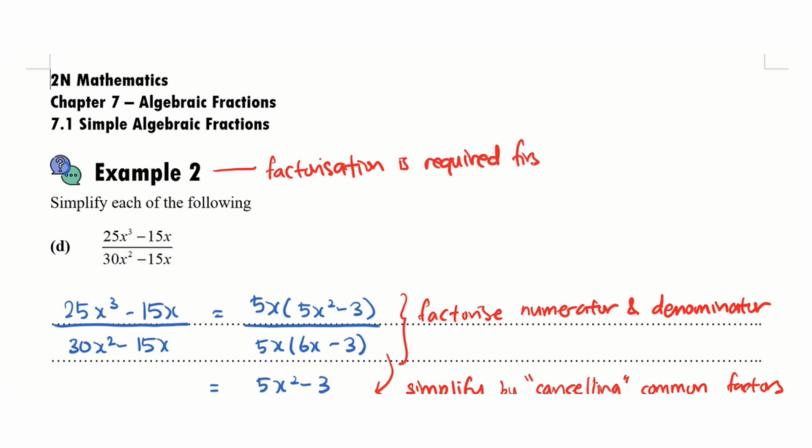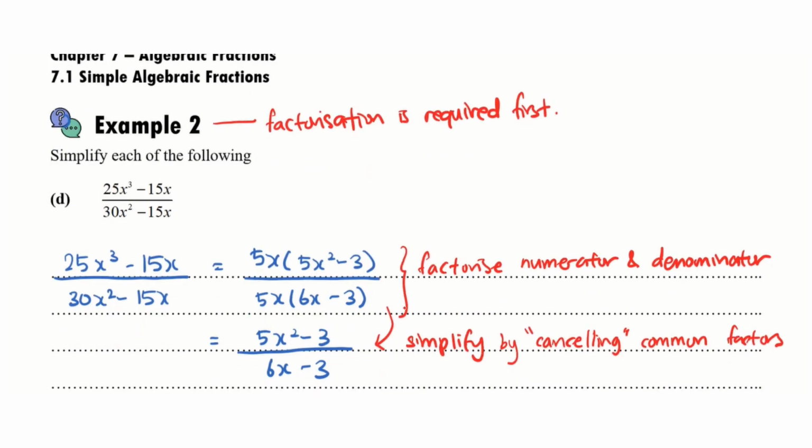Alright, so let us take a look at example 2D. In this question, we have 25x cubed minus 15x over 30x squared minus 15x. So the factorization that we will be doing is to extract out the common factor. We extracted out in the numerator 5x, and in the denominator we have also extracted out 5x. It is a common factor for both the numerator and denominator. So in this case, we have factorized by extracting common factor.